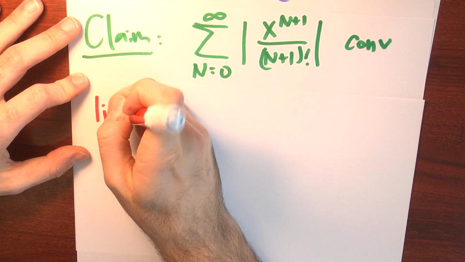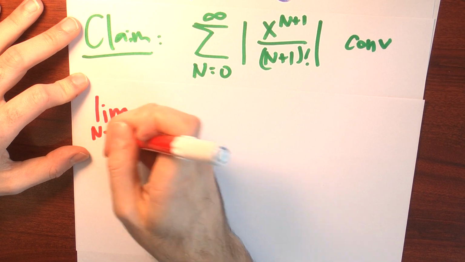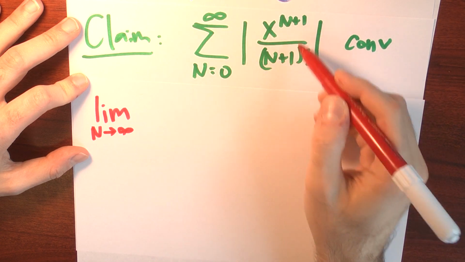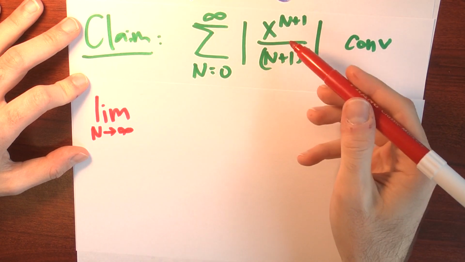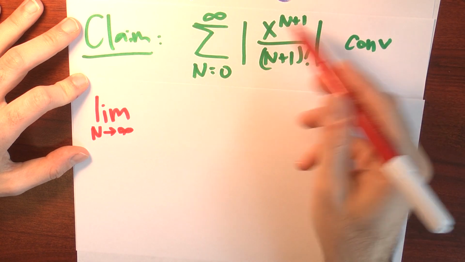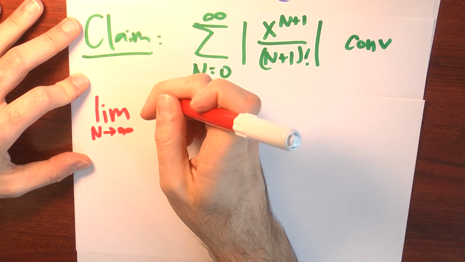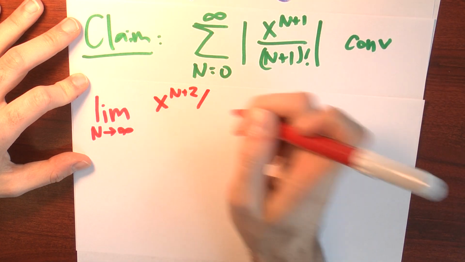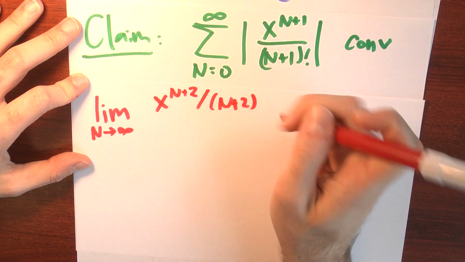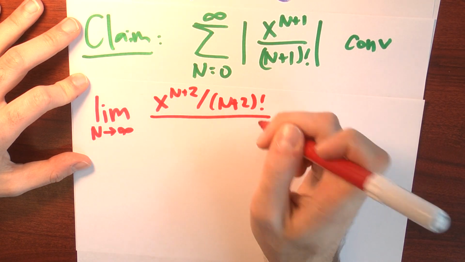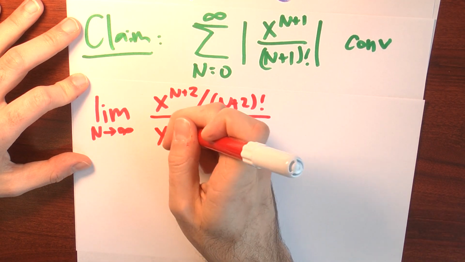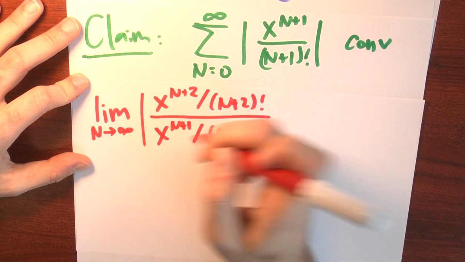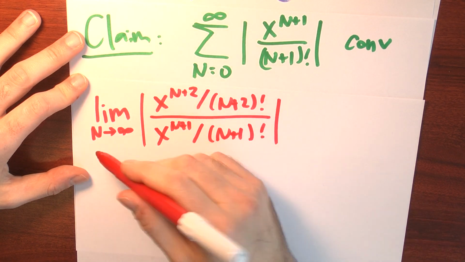So I should look at the limit as big N goes to infinity. It seems like it's going to be worse, but it's going to be better. Of the N plus 1th term here, where N is replaced by N plus 1, divided by this term here. So let me write that out. It's going to be the limit of x to the big N plus 2 divided by big N plus 2 factorial. And that's divided by x to the big N plus 1 over big N plus 1 factorial, taking absolute value of this. Now, how do I evaluate this limit?